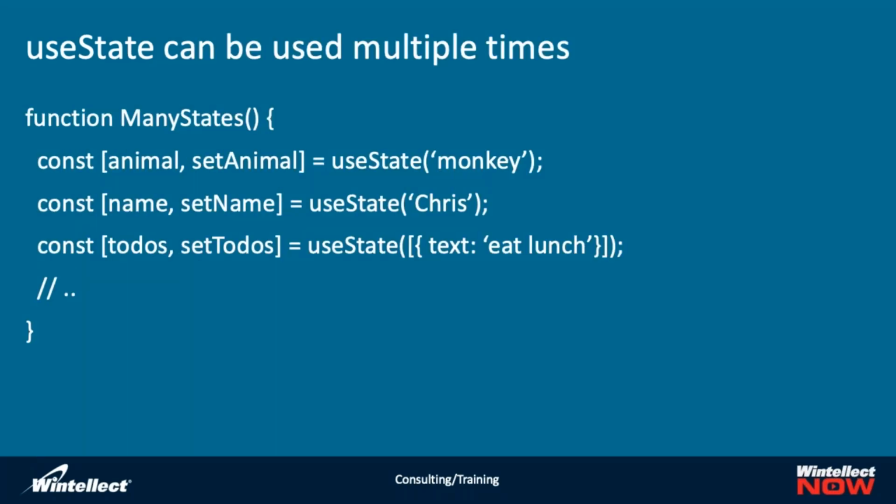useState can be used multiple times. So here's an example of code where you have 3 uses of useState to create a stateful variable called animal, one called name, and one called to-dos, and three different functions for updating those values. And this is what I was talking about earlier, where these have to be in the same order all the time, and you can't have these inside of conditional statements or loops, because that will change the behavior and cause unexpected results within your hooks or within your components.